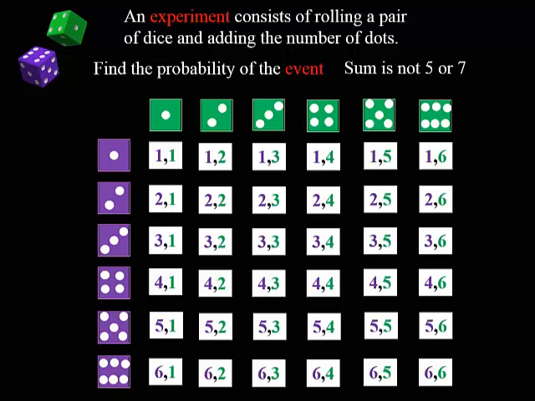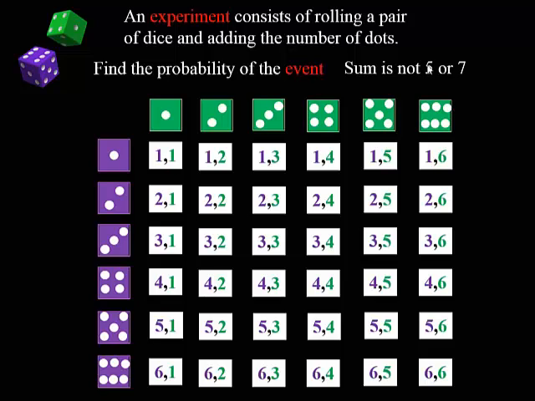Again, with a problem like this, we can just go to each block and ask ourselves, is this first pair of dice, 1 and 1, going to add up to give a 5 or a 7? We want to know, is the sum not 5 or 7? And the answer for this first one is, yeah, it's not 5 or 7. So we will count that one.